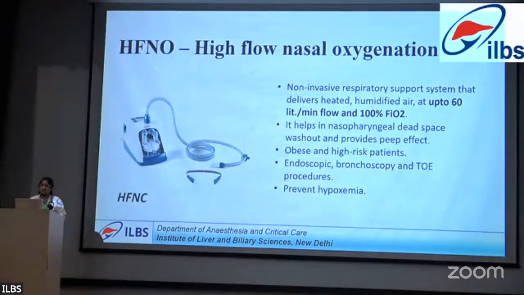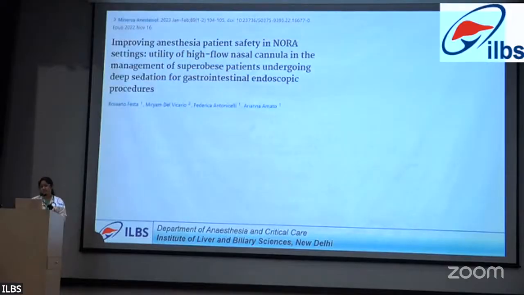Another thing which has come up, which is high flow nasal oxygenation using a high flow nasal cannula. This has been used since 2018. It is a non-invasive respiratory support system which can deliver heated, humidified air up to 60 liters per minute flow and 100% FiO2. So this is mostly helpful in obese and high-risk patients and is used in endoscopic, bronchoscopic, and transesophageal echocardiography procedures. And it is mostly useful in obese patients. So it has got multiple publications and it is very much helpful, and it has advantage over nasal cannula that it provides humidified air, preventing the nasal irritation.